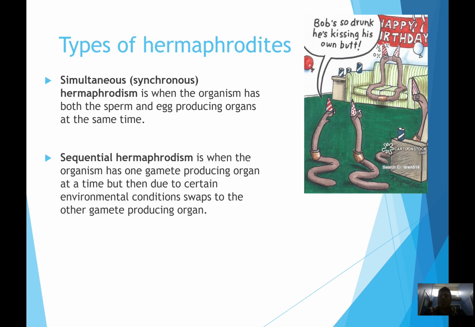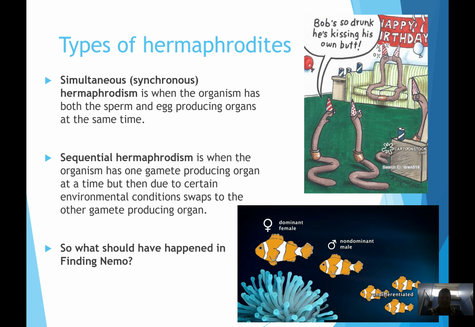We can have things like sequential hermaphrodism, which is when the organism has one gamete producing organ at a time, but then due to certain environmental conditions swaps to another gamete producing organ. Okay, so it pretty much goes from male to female and female to male. All right, and this is actually the case with clownfish. So let's quickly watch this little video about Finding Nemo.